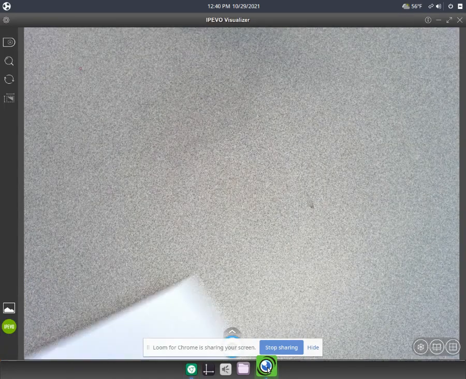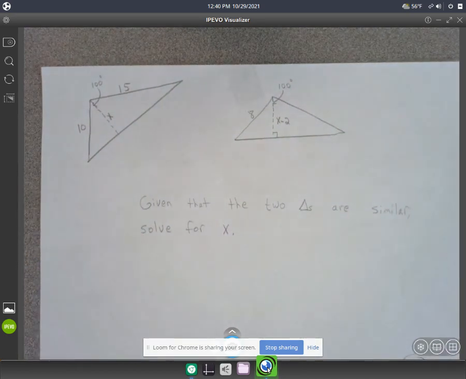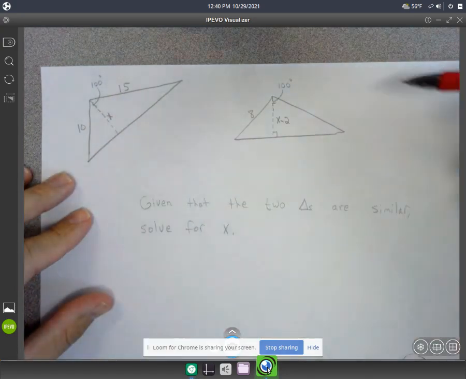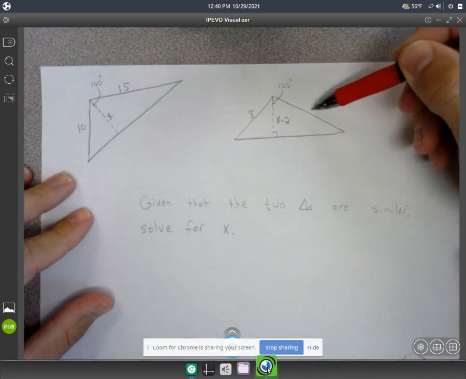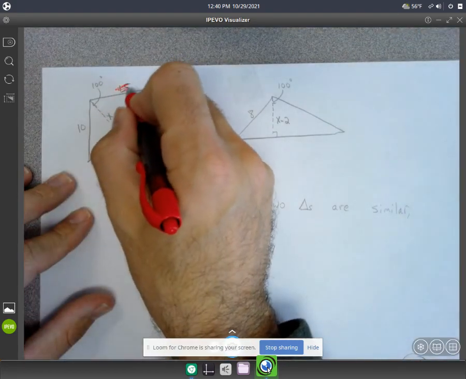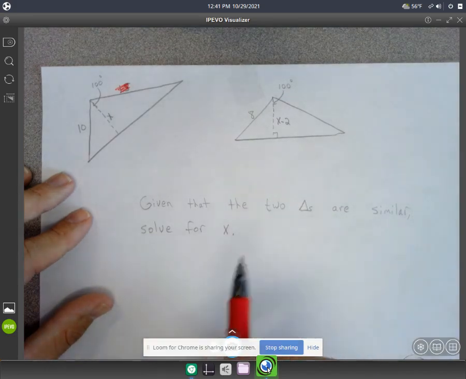All right, number 12. Almost done. Yes. All right, these two triangles are similar just because it says so, basically. We need to write a proportion that equates the two. Now, this 15 right here corresponds to this long side right here, and we don't know what that is. So this 15 is actually just distractor information. We don't need it.